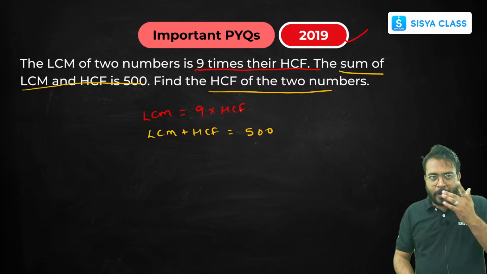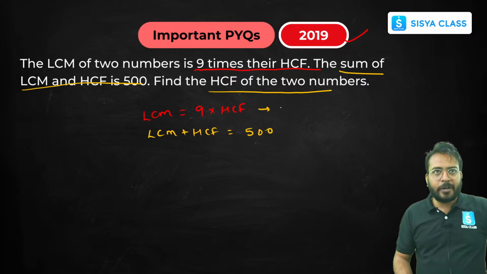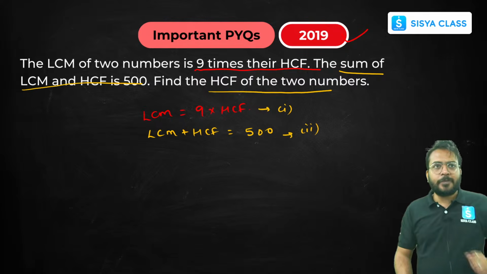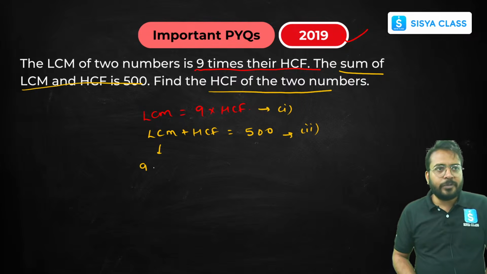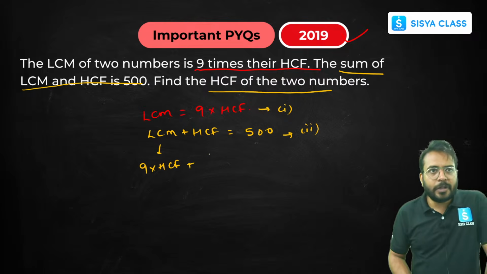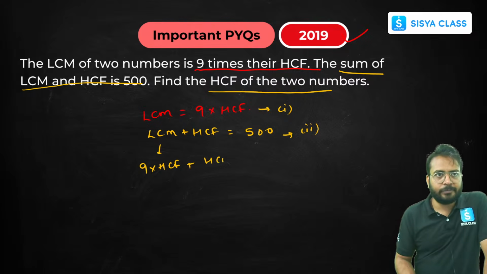In the first statement they have given that LCM is 9 times HCF, right? So can we substitute this value? That is, LCM can be substituted as 9 into HCF. Yes, we can substitute. Plus HCF, it is given as 500.